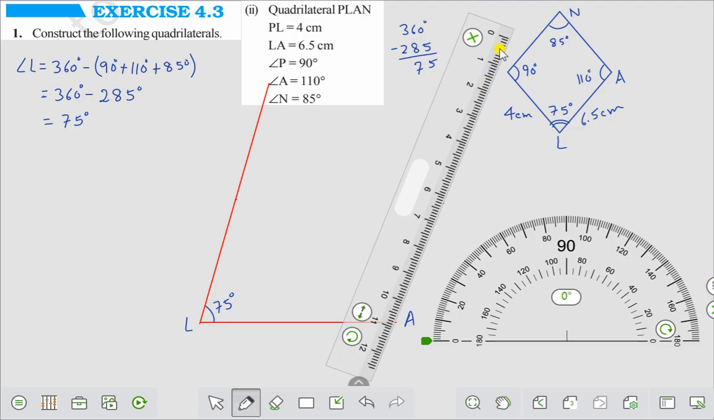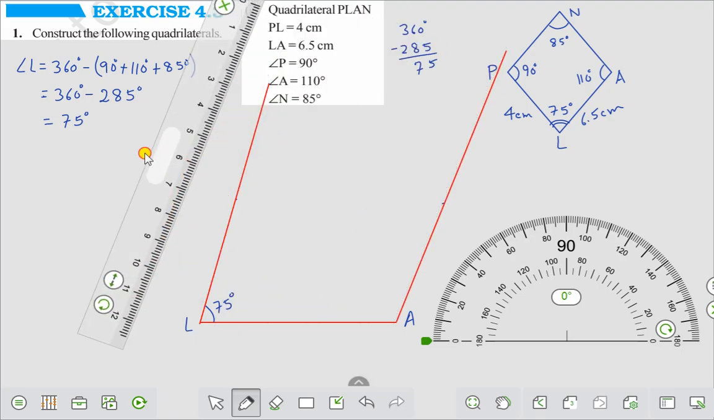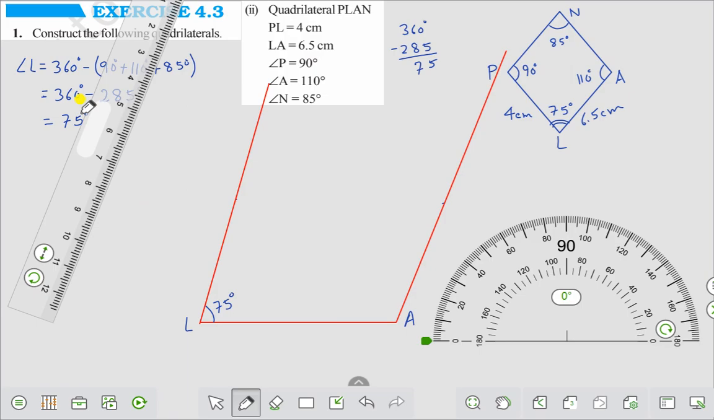Right? This is an angle of 110 degree. You see, this is an angle at point A, and that is 110 degree. And LA is 6.5 centimeter. Have to find the point P. From L, make an arc of 4 centimeter with the help of this ruler.